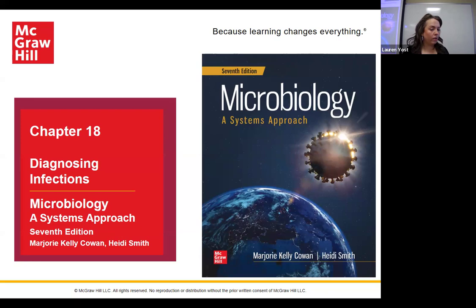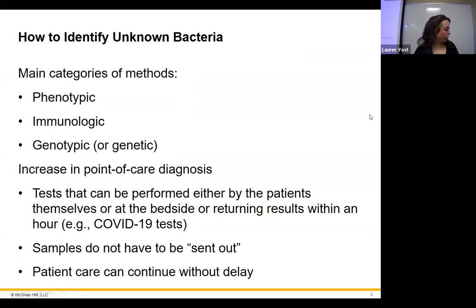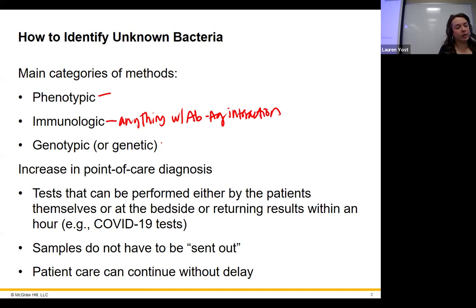So we're trying to identify an unknown bacteria. There are three different ways that we can approach this. Now, the way that you can organize this, let's look at it this way. Immunologic, anything with an antibody, so if there's antibody-antigen interaction. Genotypic, this is going to be dealing with DNA or RNA sequence. And then phenotypic would be pretty much anything else.